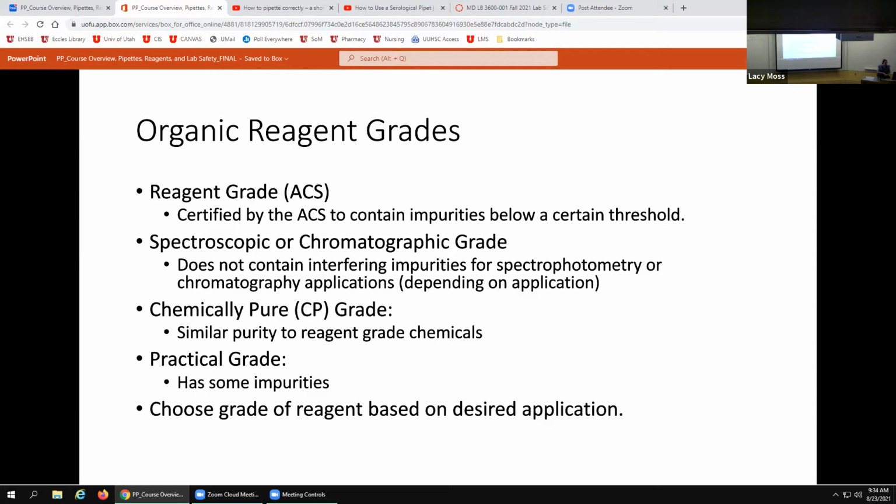And then there's spectroscopic and chromatographic grade. So this is kind of like the ultra pure of the regular chemicals. Then you have chemically pure, which is similar to reagent grade, and then practical grade that has some impurities. And you choose your grade based on your desired applications. For the most part, you're going to be in this reagent grade and chromatographic grade.